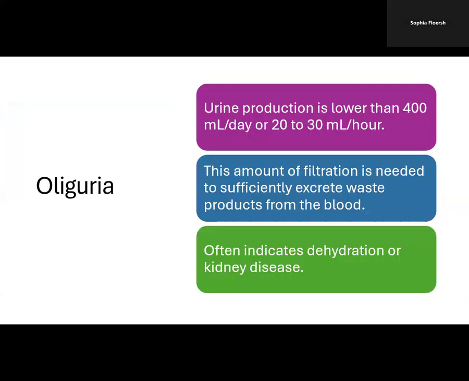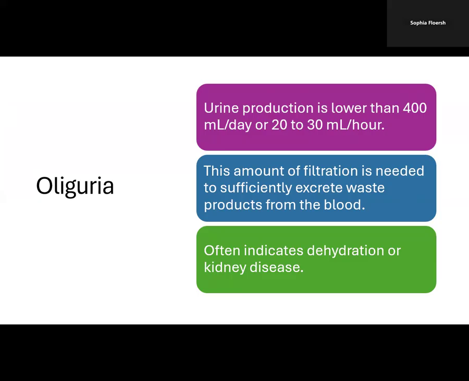Oliguria, urine production is lower than 400 mLs per day or 20 to 30 mLs per hour. Honestly, you're not having good kidney function if it's under 30. So one thing that NCLEX loves to do is give you something that shows that it's less than 30 mLs per hour because they want to make sure you know that that's a big red flag that they're not having enough urine production. This amount of filtration is needed to sufficiently excrete waste products from the blood, often indicates dehydration or kidney disease.